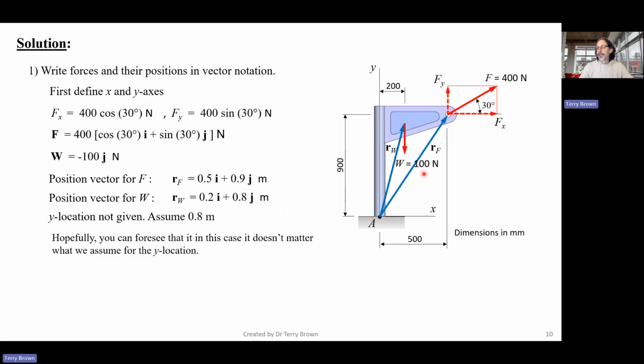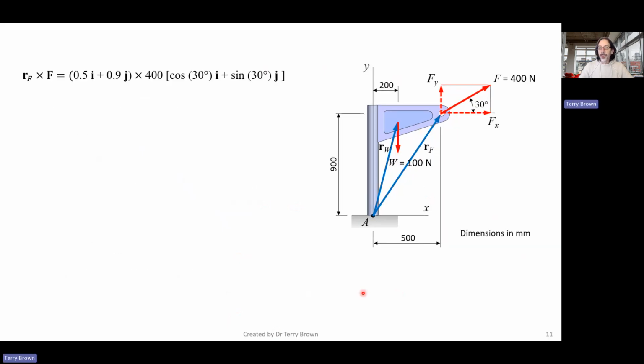Okay, so in the X direction, we've got 0.2 meters, so 0.2 I, and in the Y direction, we've assumed 0.8, so 0.8 J. So determine the moment using the vector cross product. M_A is the sum of all of the R cross Fs, all of the forces and their position vectors. So R subscript F cross F, so our position vector was 0.5 I plus 0.9 J times, or cross product. It's not really times, it's cross product.